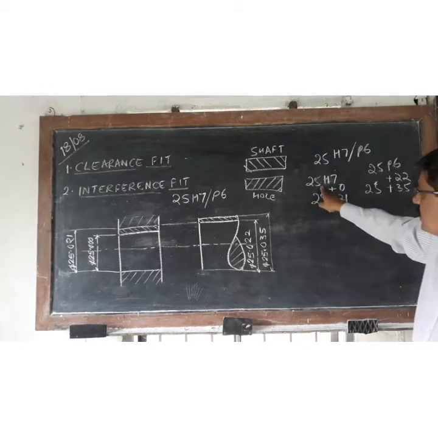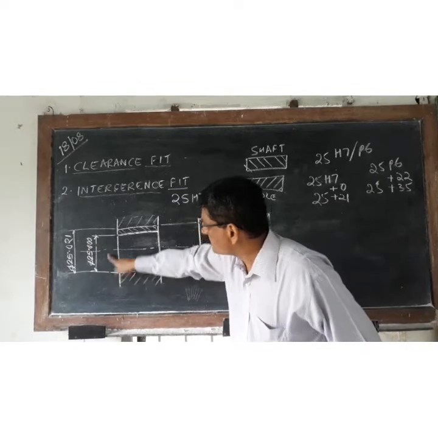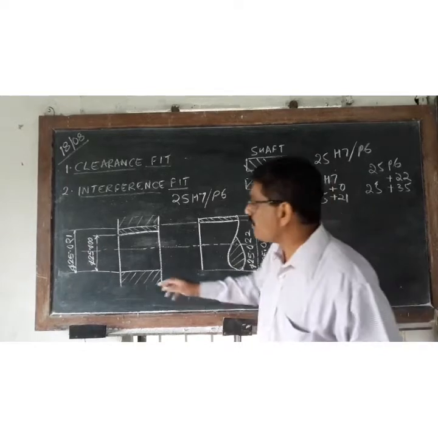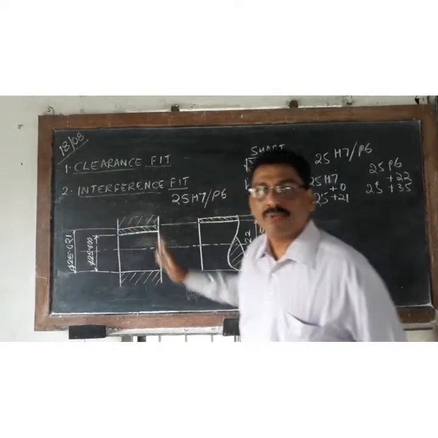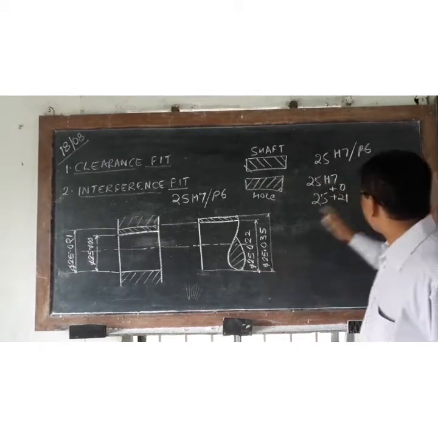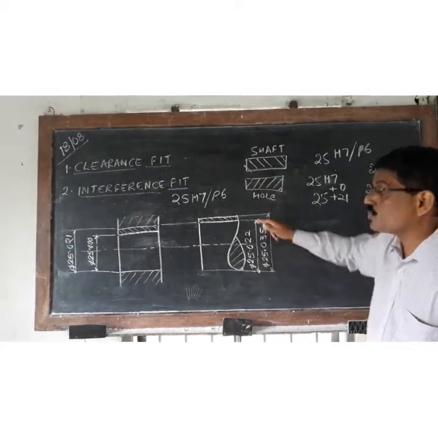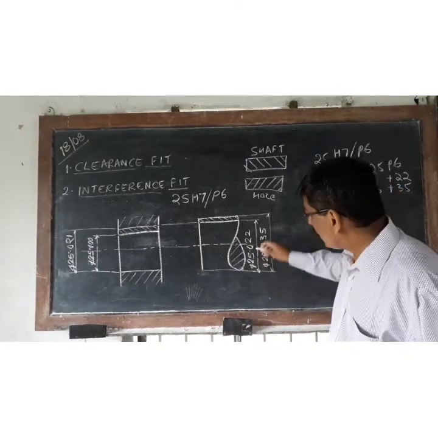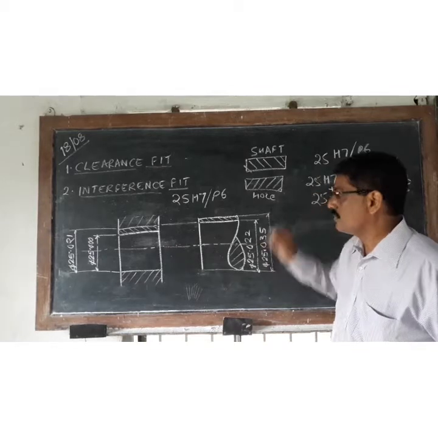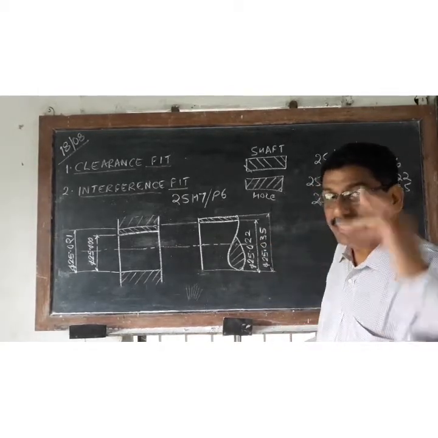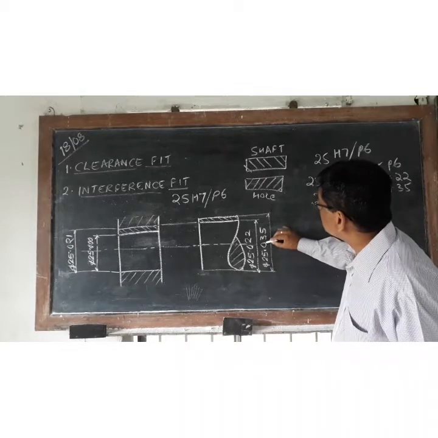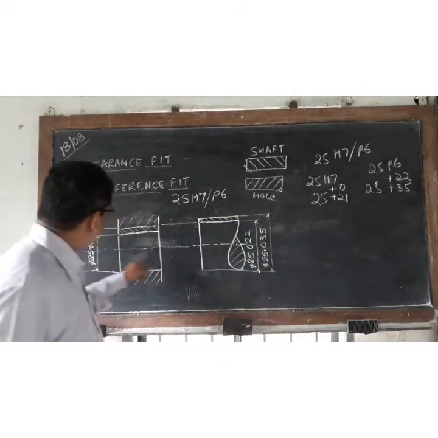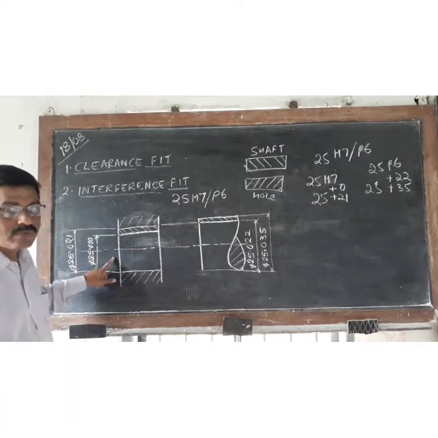So 25 H7 means 25 mm is the minimum size I can maintain. You have to maintain 25 in the hole, and you can go maximum up to 25.021. Then in the shaft, you have to maintain a minimum of 25.022. It is not 25.00, you have to maintain 25.022. Then the shaft can go maximum up to 25.035.